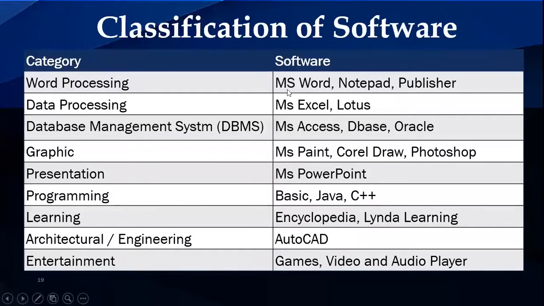This MS is showing us a Microsoft company product. MS Word, MS Excel, MS Access, MS Paint, and MS PowerPoint, all of them are Microsoft company products. And for graphics, there is Paint and, a little bit more professional, Corel Draw and Photoshop, which you can use to design.